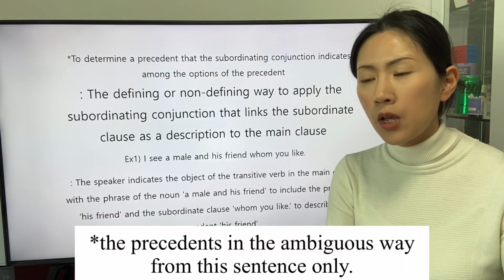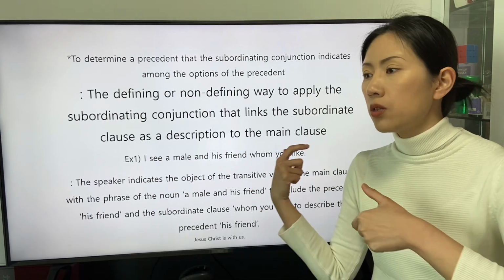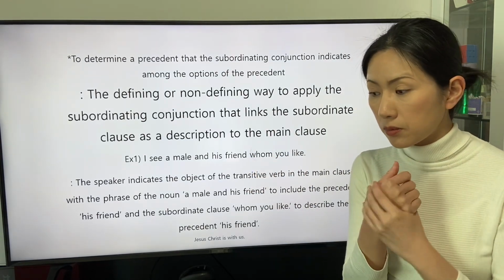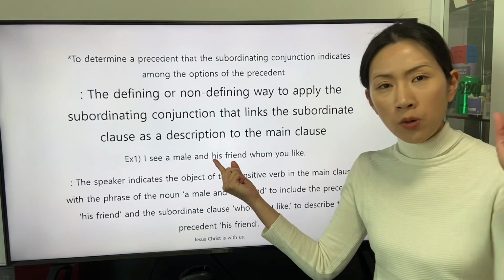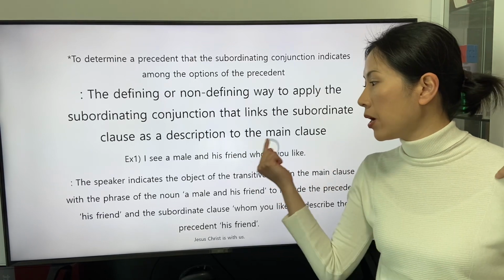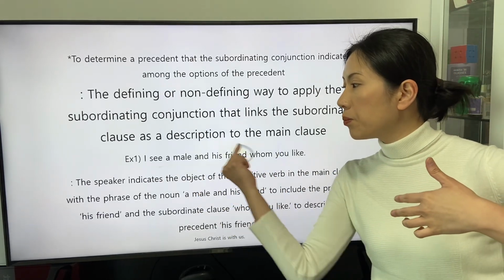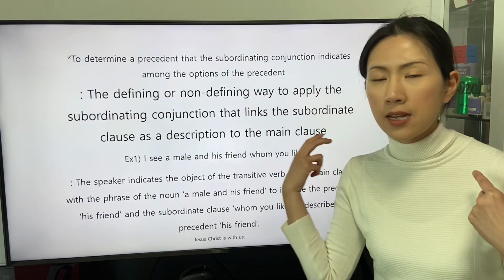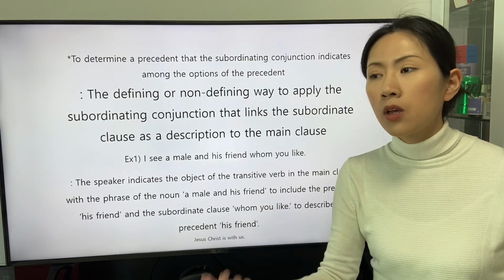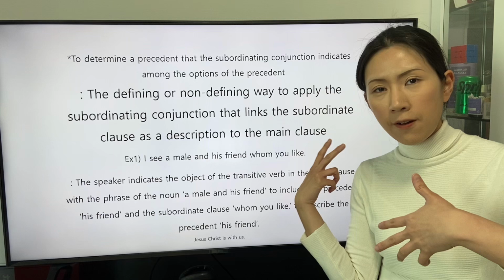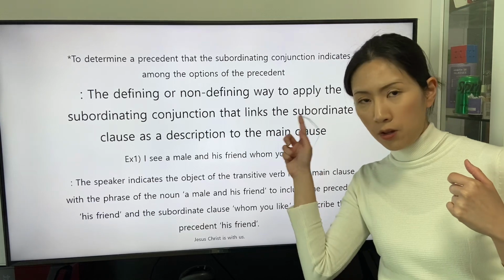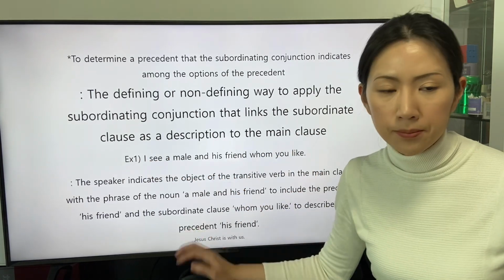and so the listeners can understand that the pronoun whom can indicate the only precedent, his friend, but we can also understand that the pronoun whom can indicate both precedents. This sentence conveys the ambiguous intention. In this kind of statement, we can refer to the context ahead of the sentence.